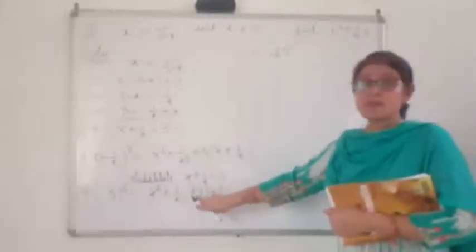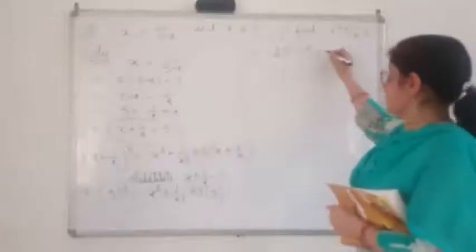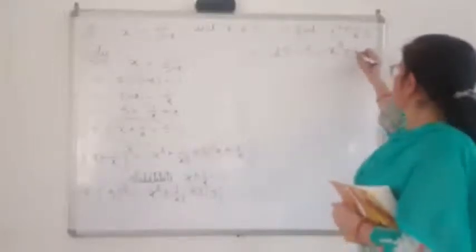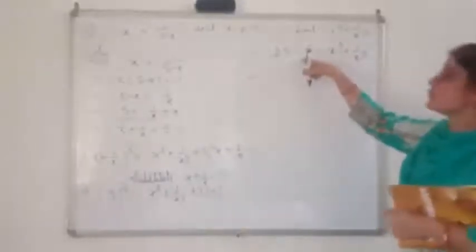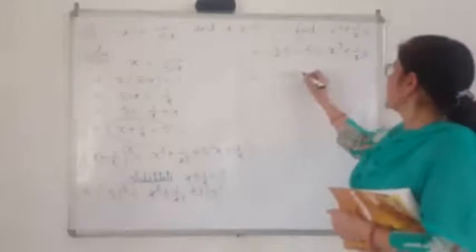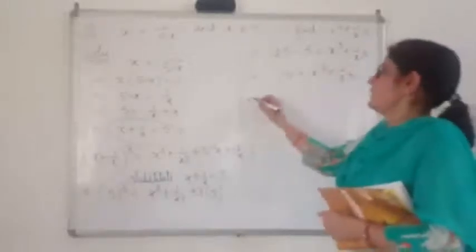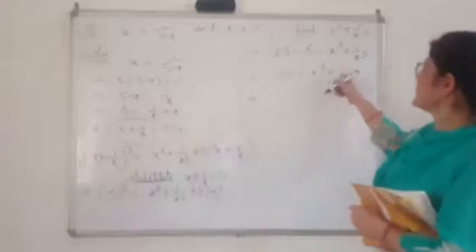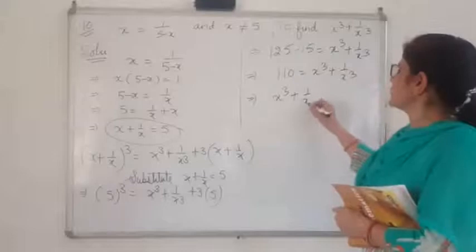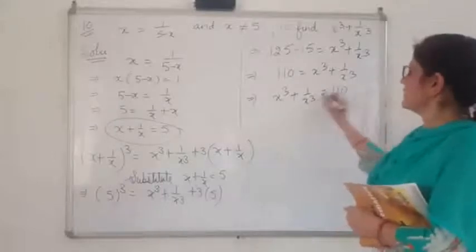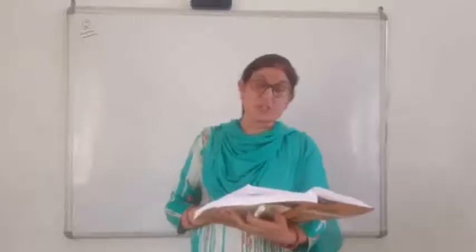It is in plus. We shift that side and it will go in minus. 125 minus 15 is equal to 110. So we have to find the value of x cube plus 1 over x cube. So the value of x cube plus 1 over x cube is equal to 110. This is your answer.